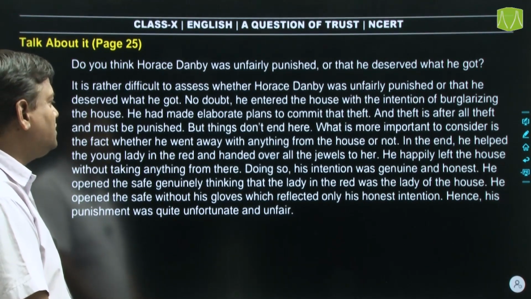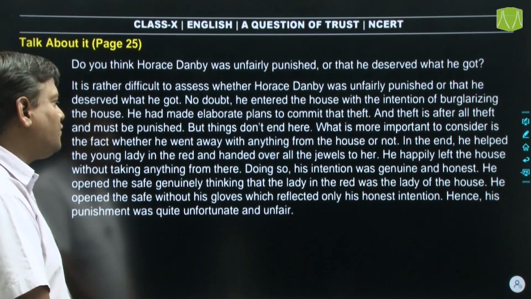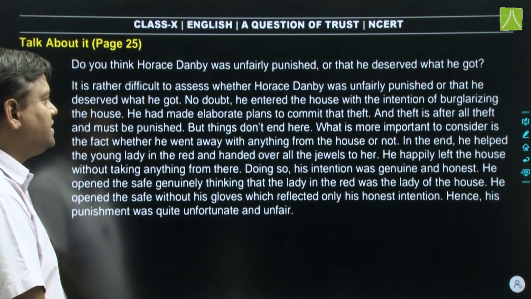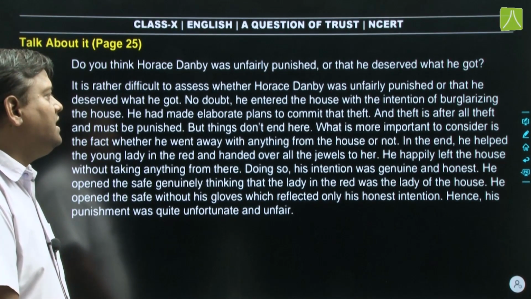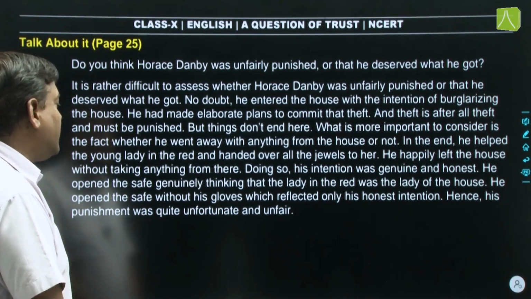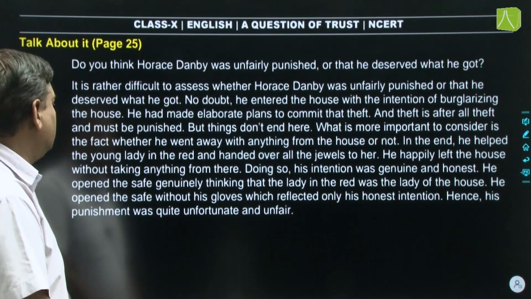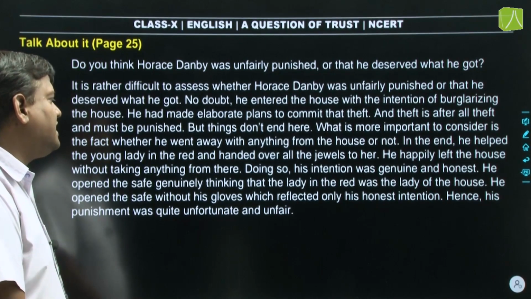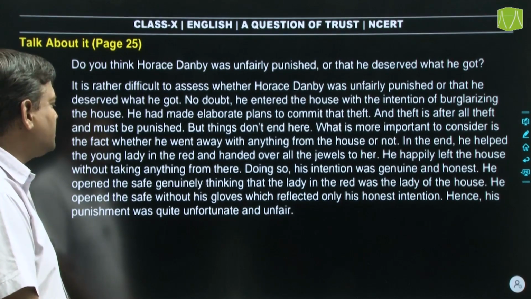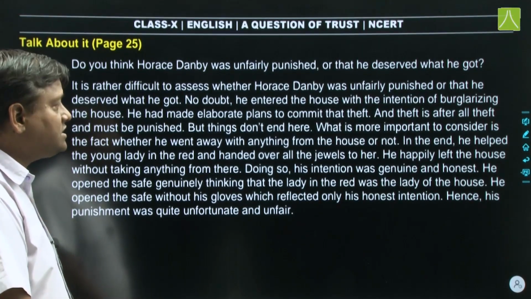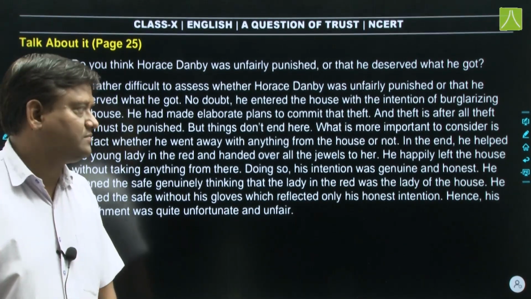But things don't end here. What is more important to consider is the fact whether he went away with anything from the house or not. In the end, he helped the young lady in the red and handed over all the jewels to her. He happily left the house without taking anything from there. Doing so, his intention was genuine and honest. He opened the safe genuinely, thinking that the lady in the red was the lady of the house. He opened the safe without his gloves, which reflected only his honest intention. Hence, his punishment was quite unfortunate and unfair.